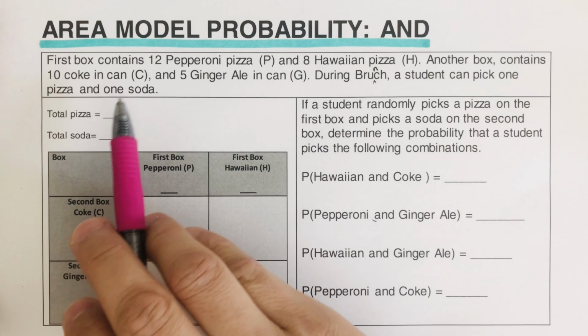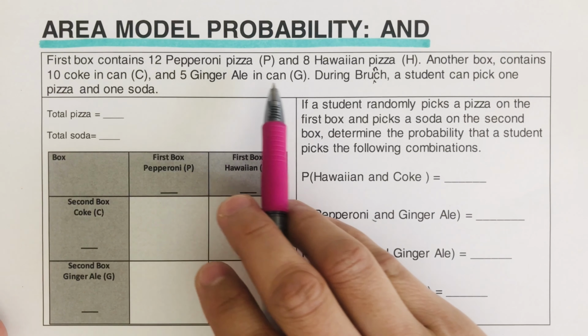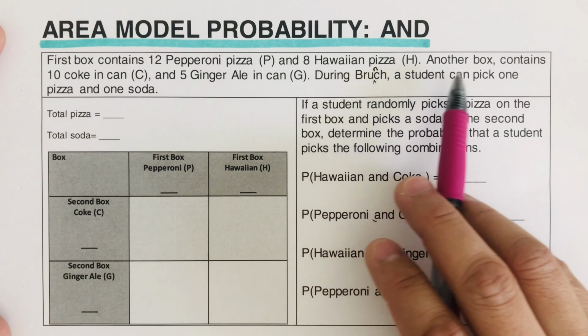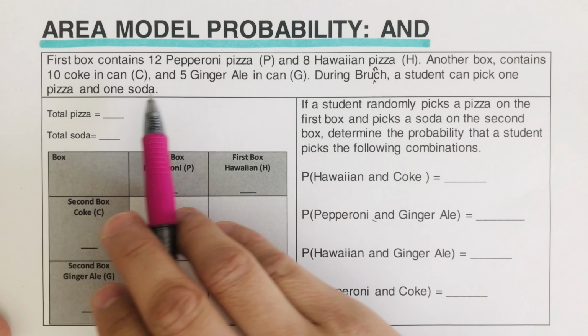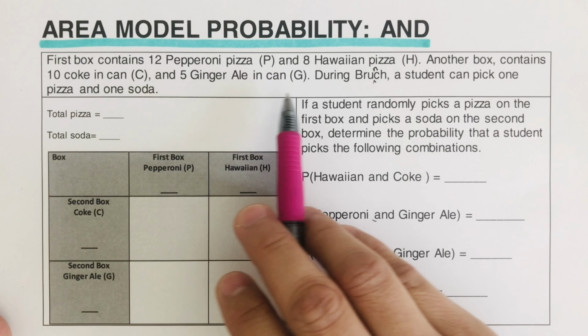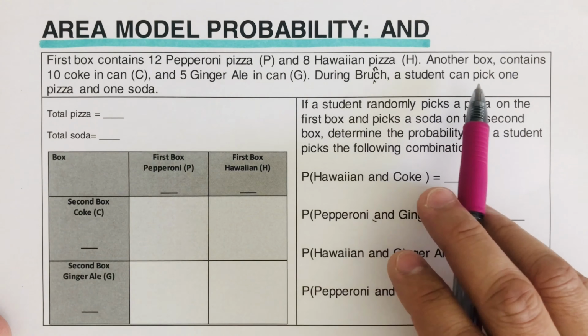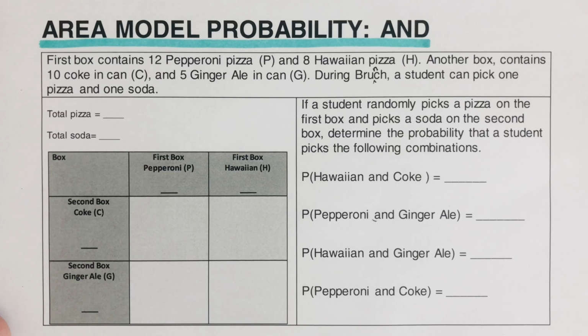The first box contains 12 pepperoni pizza and 8 Hawaiian pizza. Another box contains 10 Coke and 5 ginger ale. During brunch, a student can pick 1 pizza and 1 soda.